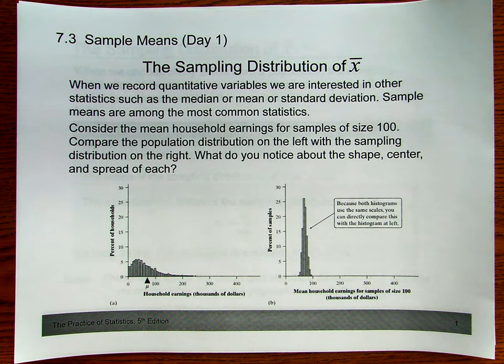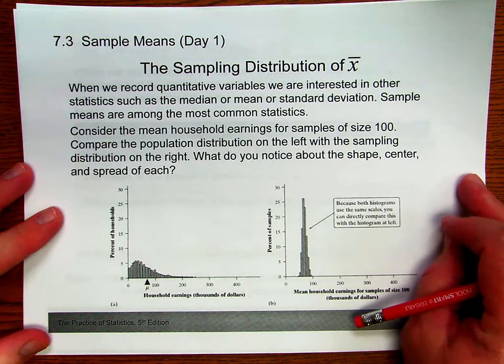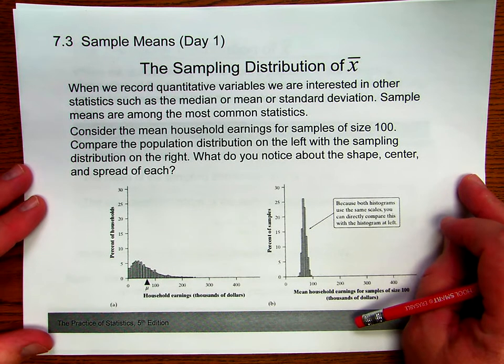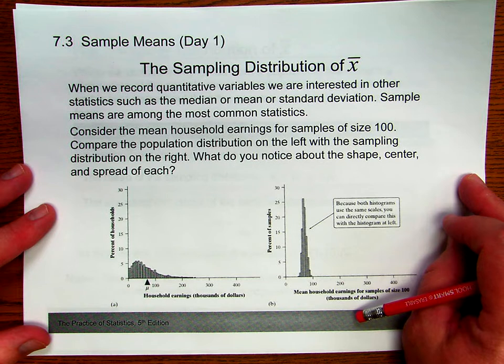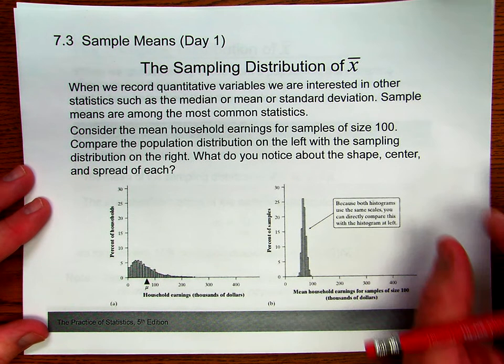Right, today we're going to look at section 7.3. As far as the flow of the chapter goes, 7.1 introduced the idea of what a sampling distribution is. 7.2 focused specifically on sampling distributions for proportions. 7.3 is going to focus primarily on sampling distributions for sample means.